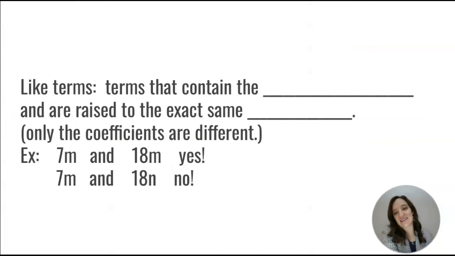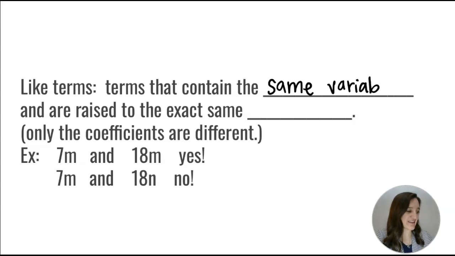So here is the definition. Like terms are terms that contain the same variable. It's kind of like they have the same last name, right? The last part of them is the same. And they also have to be raised to the same exact power. Here's what I mean by that.